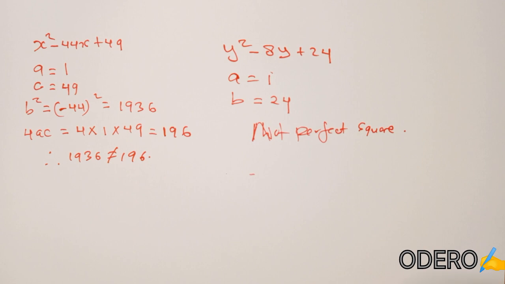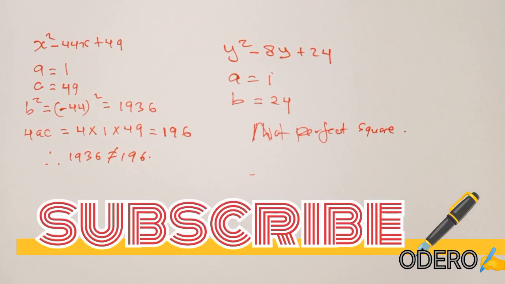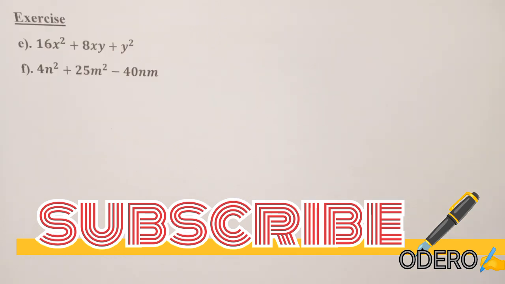Those are the two parameters that you use to know whether an expression is a perfect square or not. So you can try these ones, and let's meet in our next lesson. Thank you.